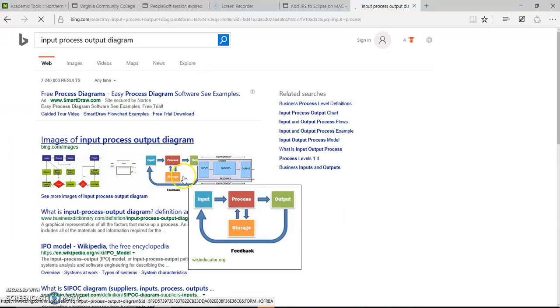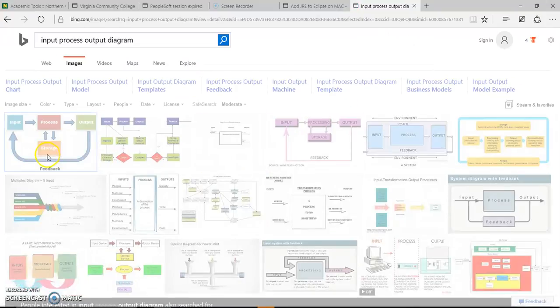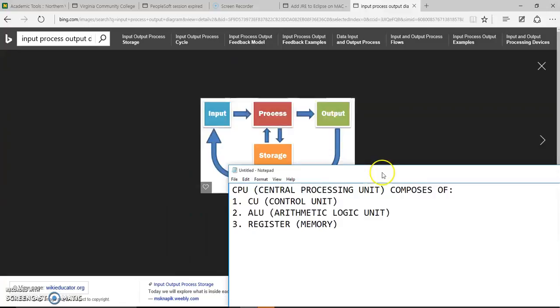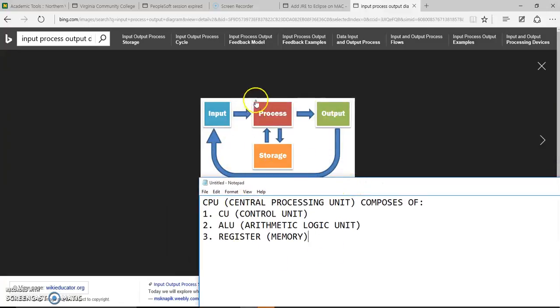So this is just a part of the computer here. Input, process, output. Now process is like your CPU. It's going to communicate with the storage, which is RAM. This process is part of your CPU. So the CU needs to control the data, which is bits.